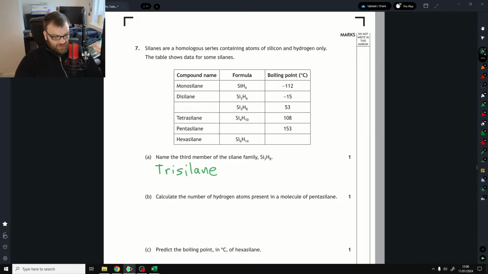Next up, calculate the number of hydrogens in a molecule of pentasilane. Easiest thing to do is just follow the pattern. As the number of silicons goes up by 1, the number of hydrogens goes up by 2. This would suggest that there are going to be 12 hydrogens in that molecule.